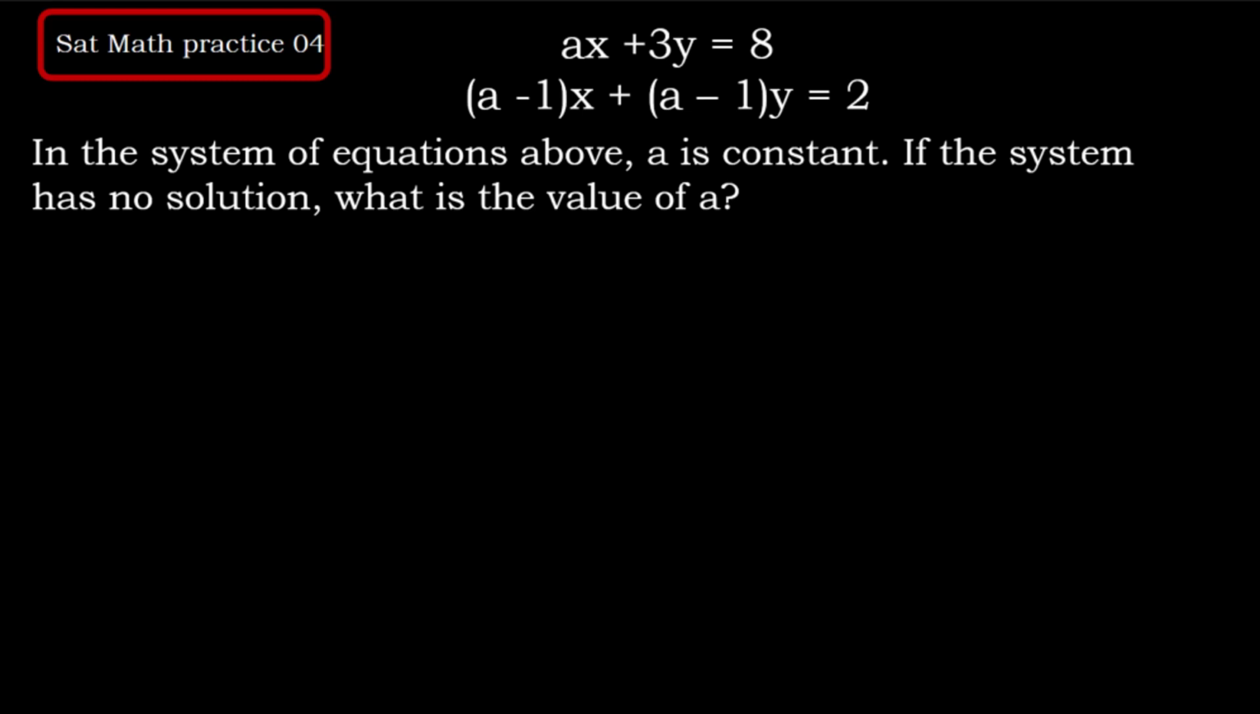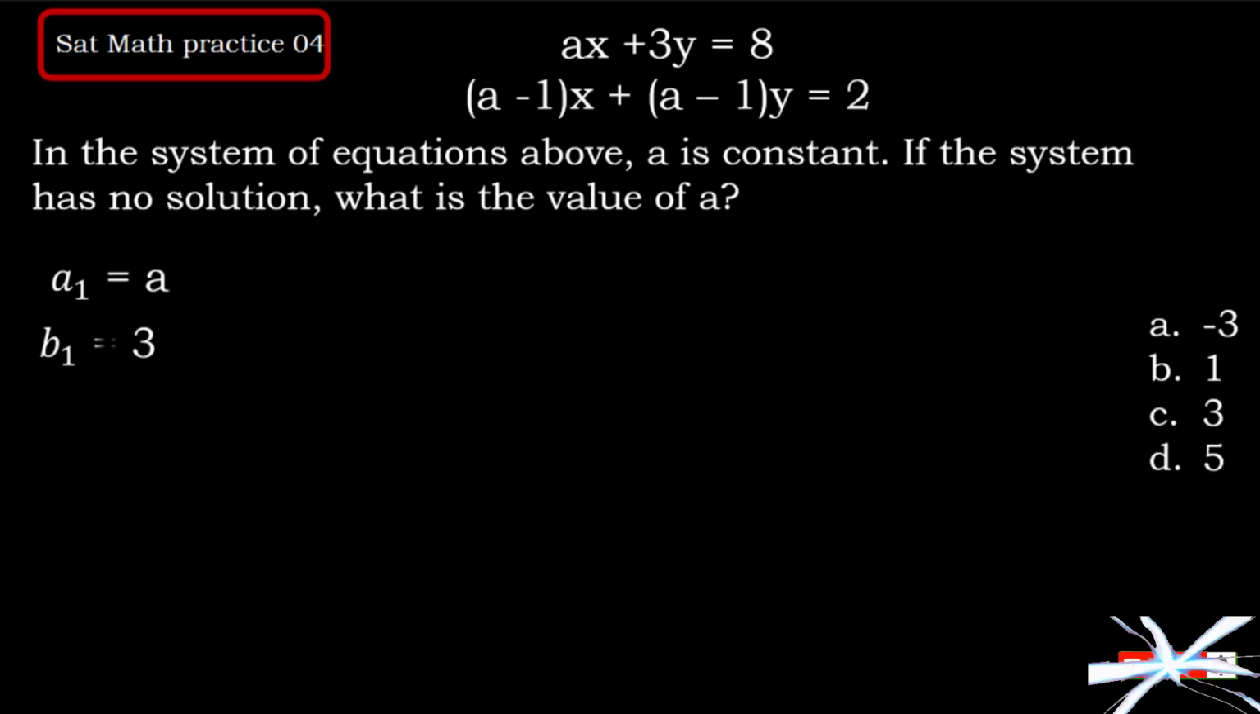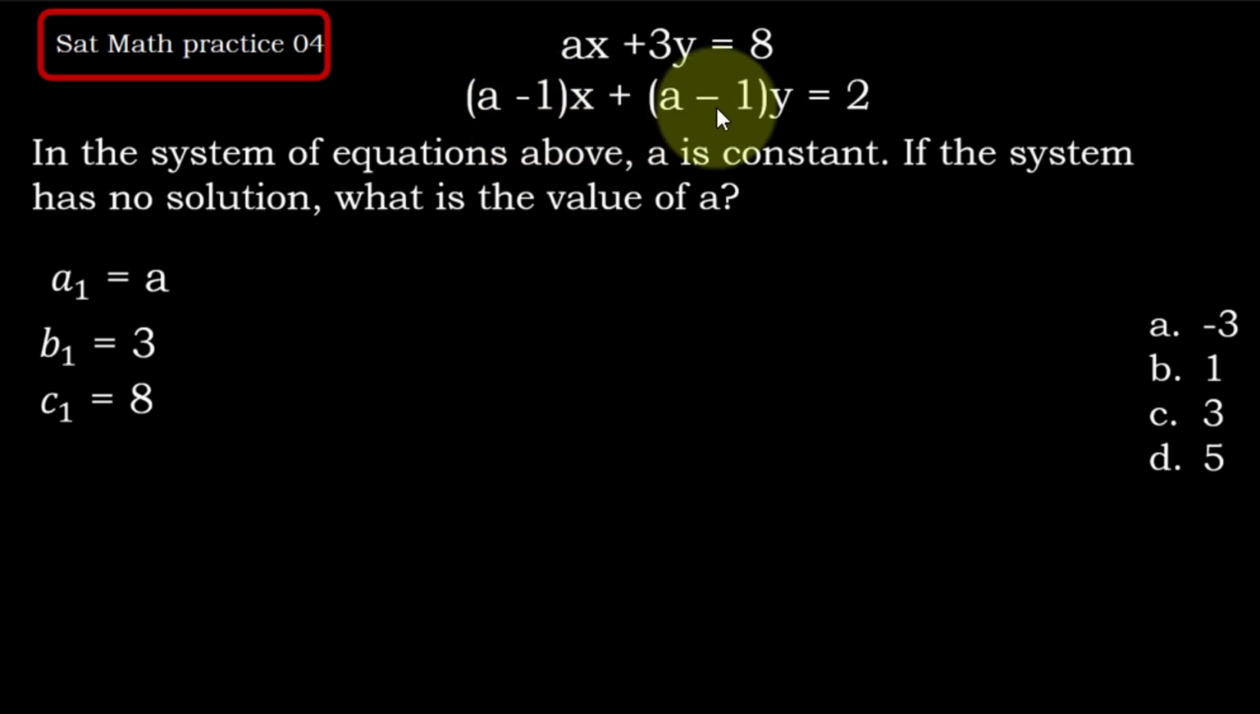Ax plus 3y equals 8 and (a minus 1)x plus (a minus 1) times y equals 2. In the system of equations above, a is a constant and the system has no solution. What is the value of a? The first step is to write the coefficients of the variables for the first equation: a sub 1 equals a, b sub 1 equals 3, and c sub 1 equals 8. For the second, the coefficients are a minus 1, a minus 1, and 2.